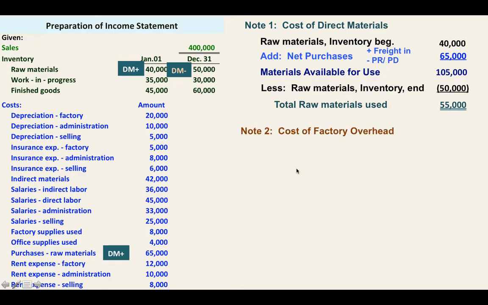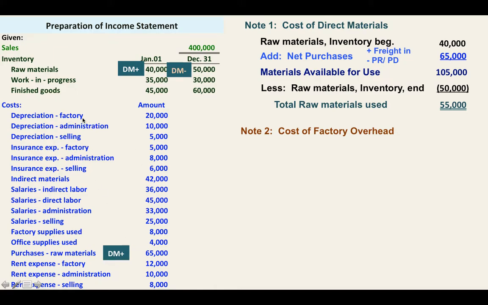And for Note 2, we have to determine the cost of factory overhead. So class, in determining the cost of factory overhead, we have to look at all the cost and identify those costs that are related to factory overhead. And these are, so here we will just list them based on how it is presented in the problem.